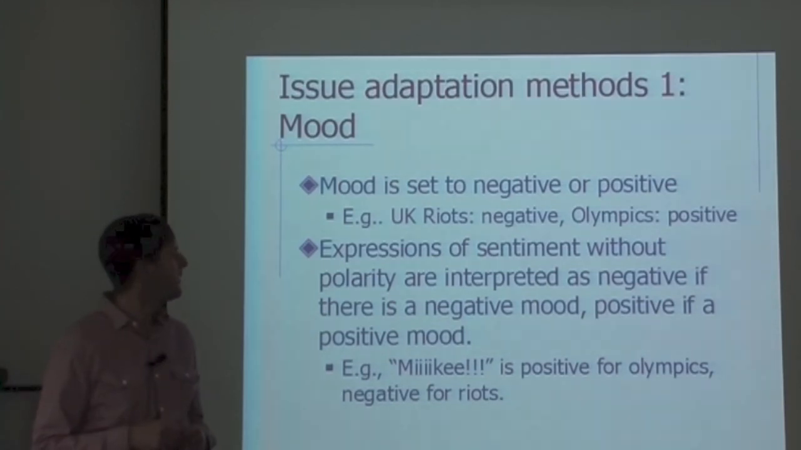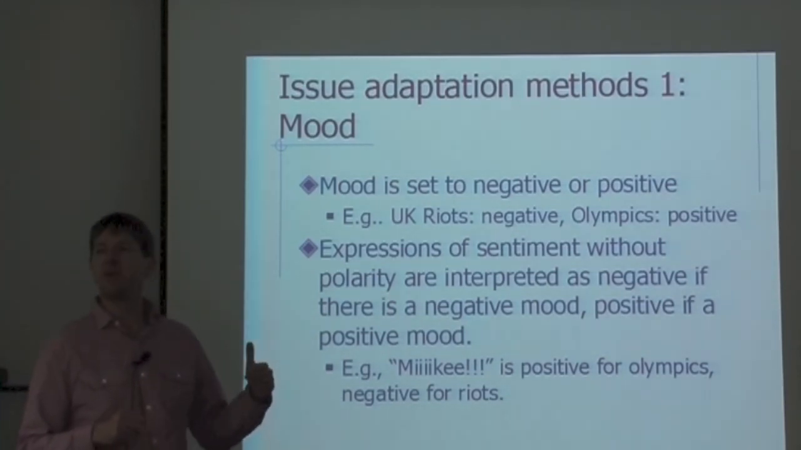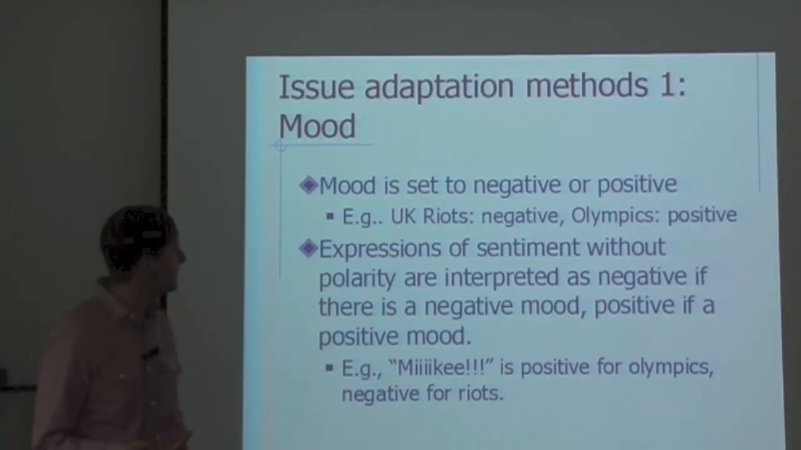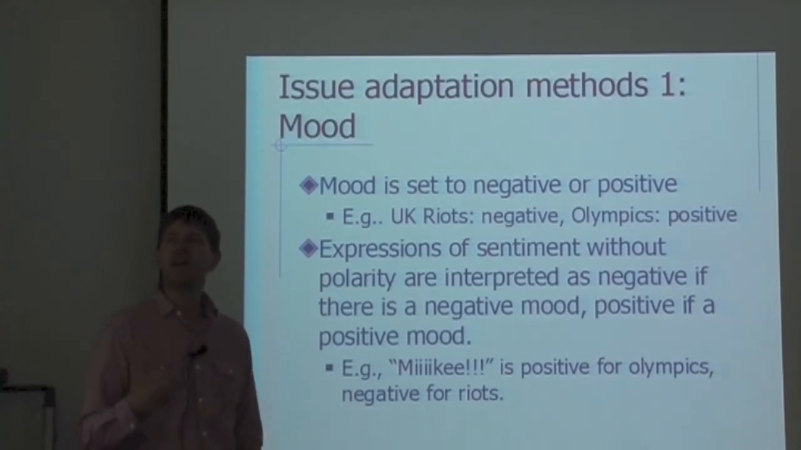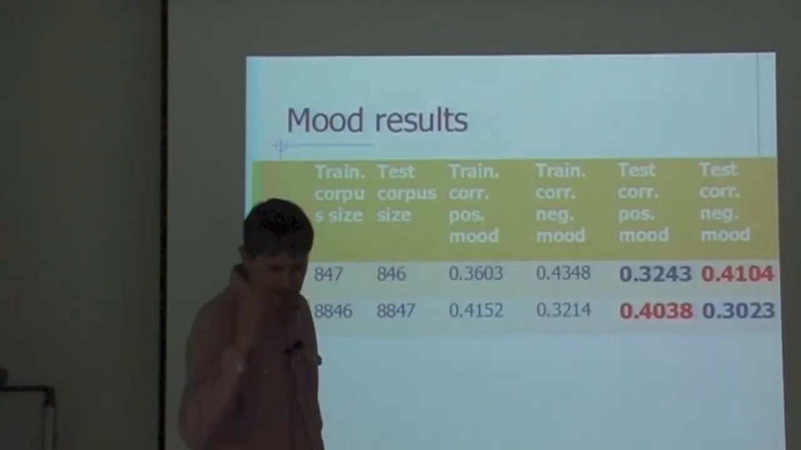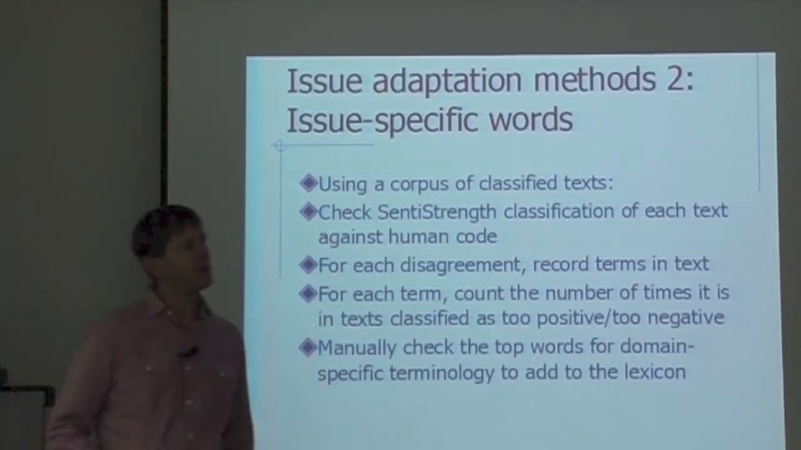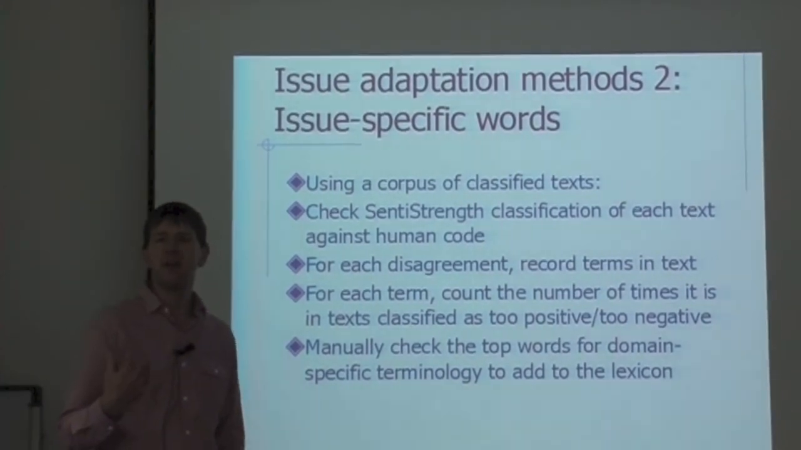Okay, so there are a few of the sentiment rules that assume the sentiment is positive, unless you set the mood to negative, and then it's assumed to be negative. So we set the mood to be positive for the Olympics because that worked best, and negative for the riots because that worked best for the riots. Okay, I won't bore you with the statistics, but the statistics show that it makes quite a big difference if we're analysing a negative topic. Setting the mood to negative significantly improves the results.